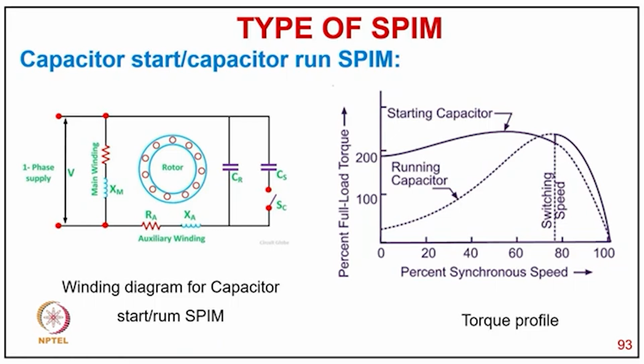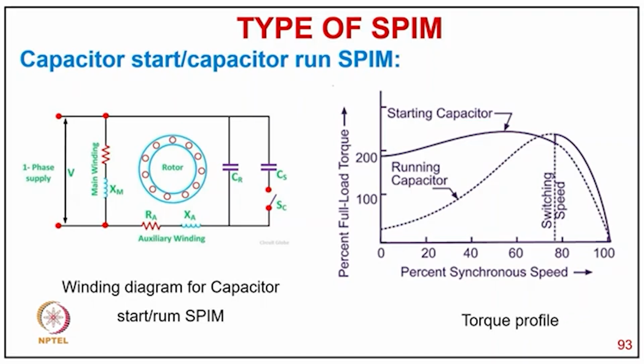You can just see clearly how this is. You have two capacitors. One capacitor is CR, that is the running capacitor, and another is CS, the starting capacitor, with a centrifugal switch. And of course, at the start we have both capacitors connected in parallel, so the net capacitance is equivalent to the sum of the two capacitors, which is connected in series with the auxiliary winding. And of course, you have the main winding connected directly, and you can see the torque characteristic.